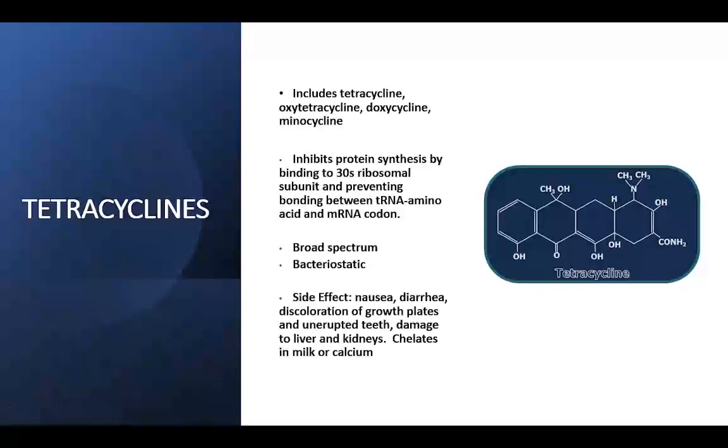How does it work? It works by inhibiting protein synthesis by binding the 30S ribosomal subunit. This part's really important. Keep that in mind. So where's it binding? It's binding to the 30S ribosome. It's saying, hey, I'm going to come in here and prevent bonding between the tRNA and the mRNA. Every time you bring in a tRNA to bring a new amino acid in and make an elongated peptide chain, it has to dock with the mRNA to make sure that's the right amino acid.